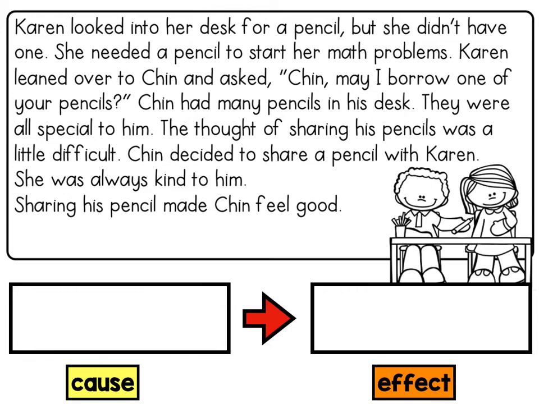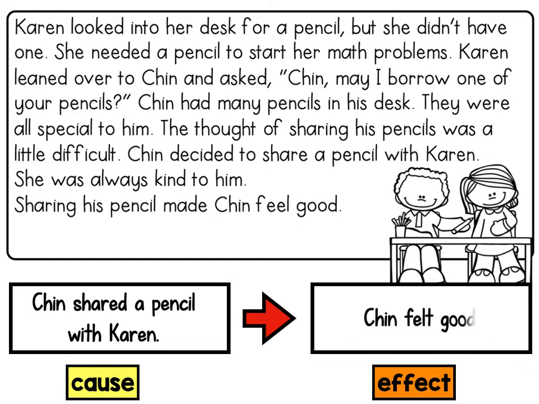I see down here at the very end, Chin shared his pencil with Karen. And what happened because he shared a pencil with Karen? Well, it tells me here that Chin felt good because sharing something with someone can cause you to feel good. Have you ever shared something with someone and then you felt good because of it?